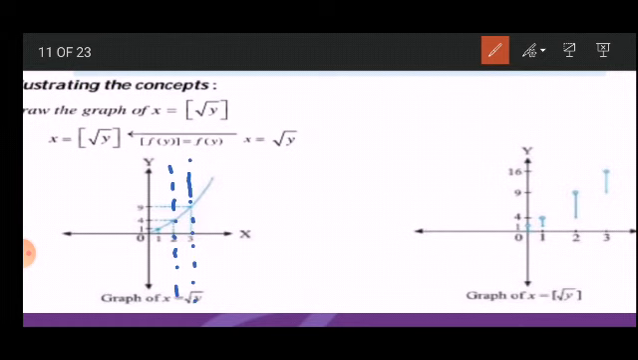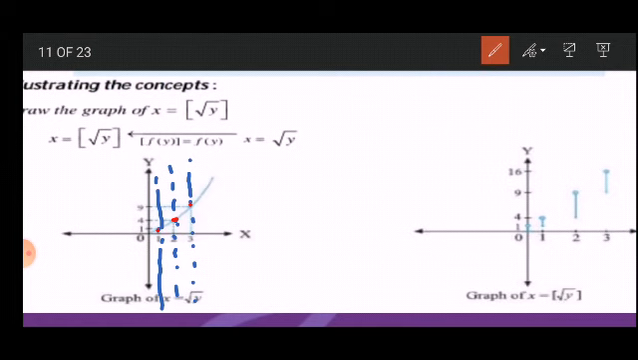On these lines, you have to mark the integers, and on these integers, you have to put the points of intersection. You see, these are the points of intersection. On these points of intersection, you have to draw a line parallel to the x-axis, so that corresponding on the y-axis you will get the value of y. So 1, 4, 9, these are the points. And from these points, you have to draw the step graph.